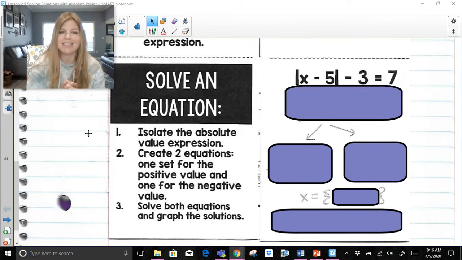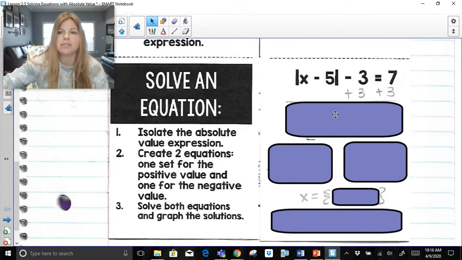Okay, here's the 3-step process for solving an absolute value equation. Step 1 is to isolate the absolute value expression. So here I have this equation, absolute value of x minus 5 minus 3 equals 7. Step 1 is saying to get the absolute value expression, this part here, isolated. Isolated means to get it by itself. So in order to get this by itself, completely by itself, I have to get rid of this -3. This -3 is on the same side of my equation. It's kind of like in the way.